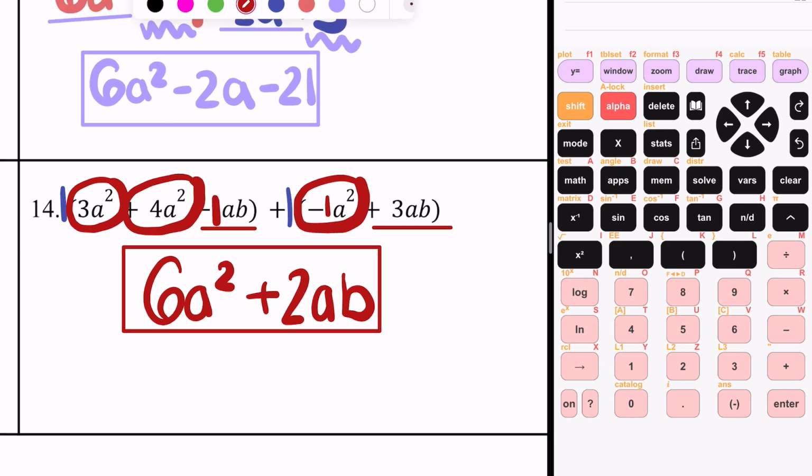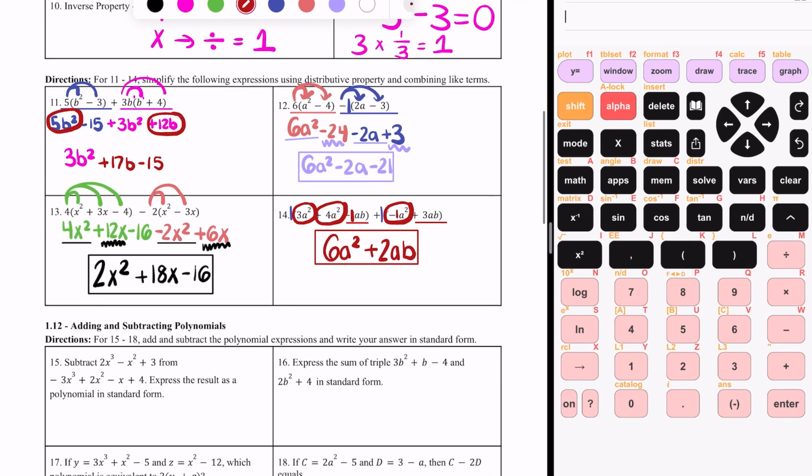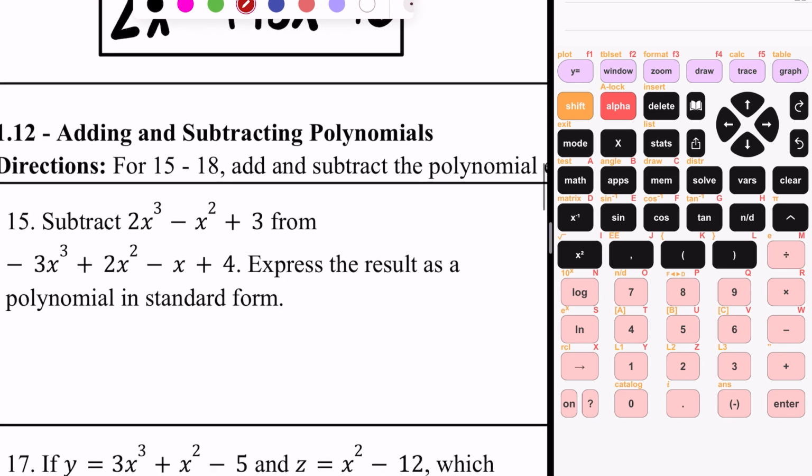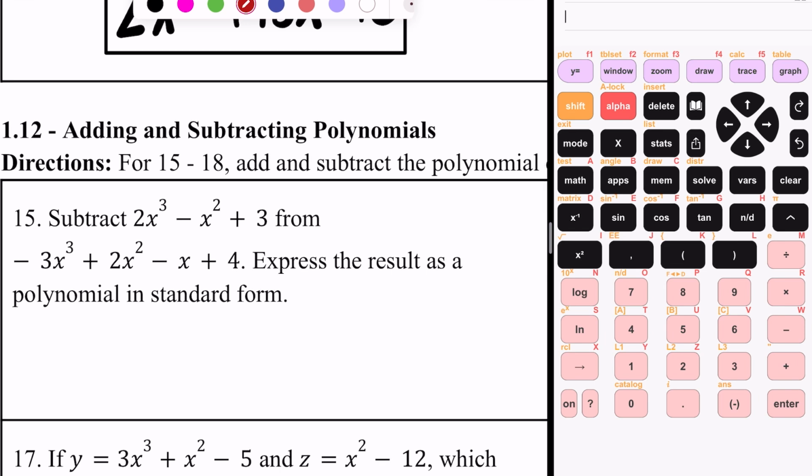All right. Now we are going to go over 1.12, which is adding and subtracting polynomials. This is very, very similar to combining like terms and distributive property. Let's look at 15. 15 says, subtract this from this. Whenever you see the word subtract from, you are going to take the second thing and you are going to subtract it from the first.